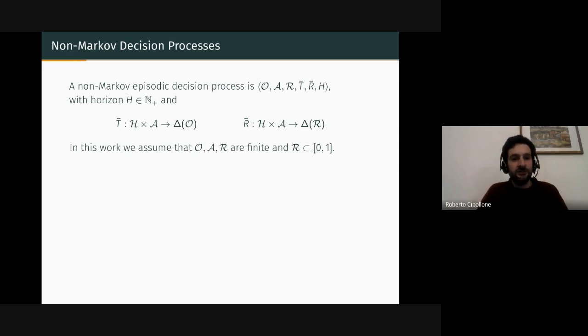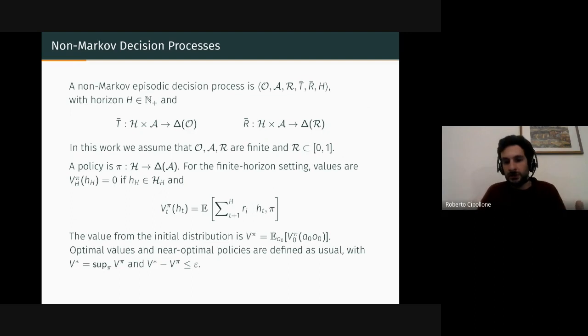And values are defined as usual. So we are doing expected sum of rewards as for MDPs. However, the conditioning is over history. So values are functions over histories, and policies are also functions over histories. So near optimality is defined as usual, no changes here.